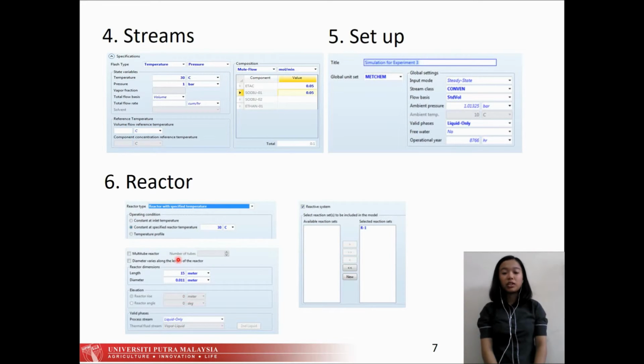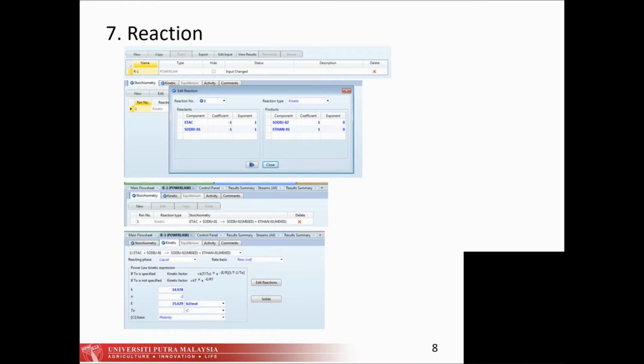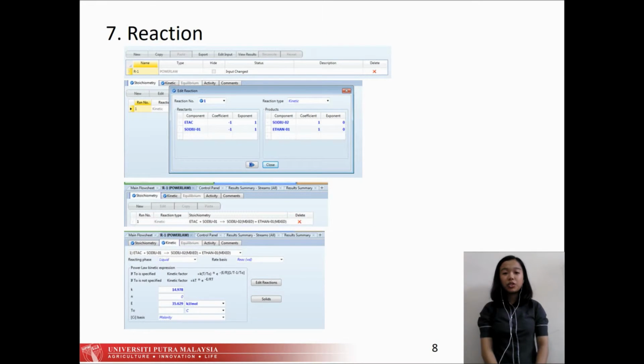We also insert the dimension of the reactor. After that, we insert the info for the reaction. We choose power law, insert stoichiometry coefficient and exponent for all components, and insert the rate constant and activation energy. Finally, we run our Aspen and display our result at stream summary.